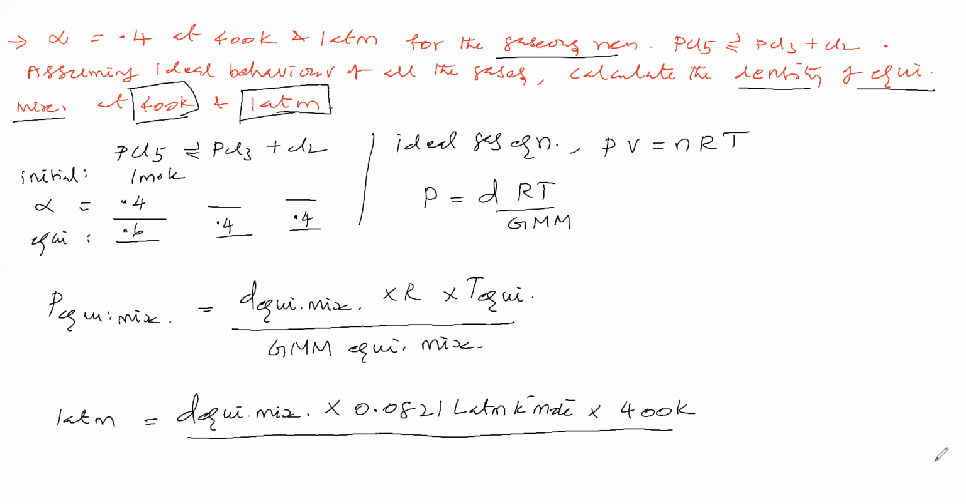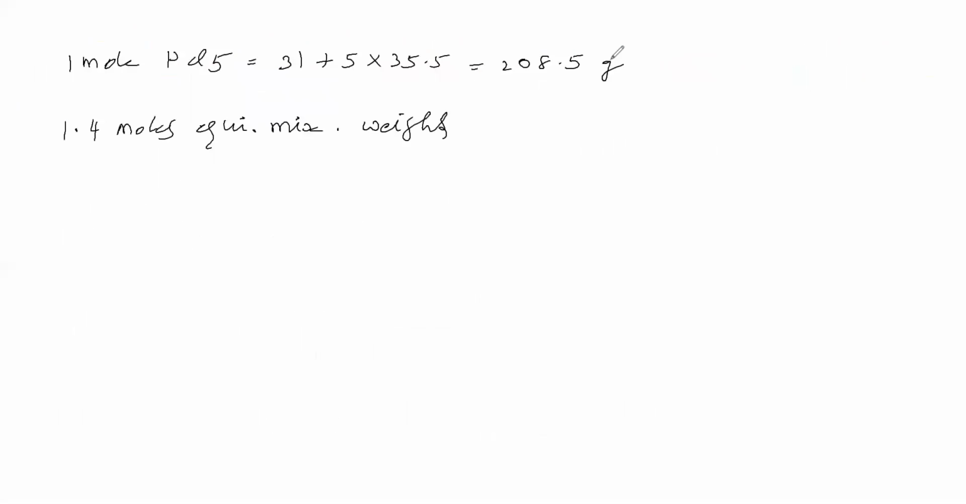So 1.4 moles of equilibrium mixture weighs 208.5 gram. There is no doubt that the initial mass is the mass of the equilibrium mixture. So, 1.4 moles of equilibrium mixture weighs 208.5 gram.